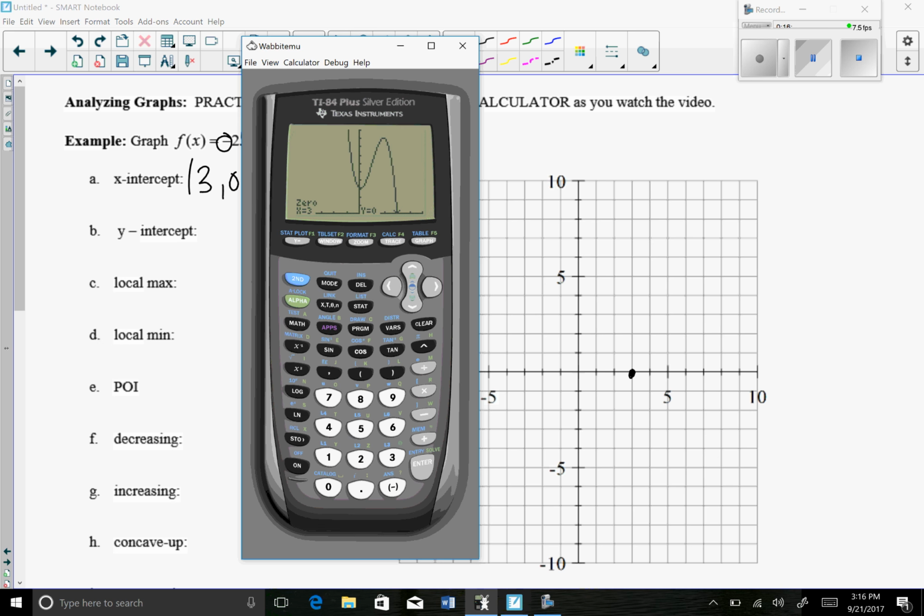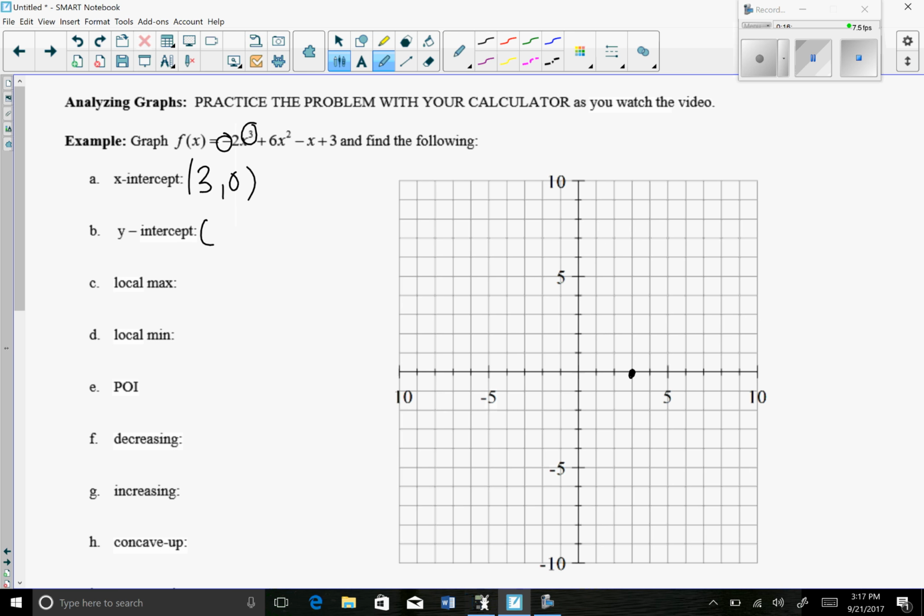Then I need to figure out my y-intercept. Remember, to find the y-intercept, you're always plugging 0 into your equation for x. So second trace, value, number 1. If I plug in an x value of 0, it'll show me on my graph where my y value is, and you can see it's at (0, 3). And again, I can put that on my graph.